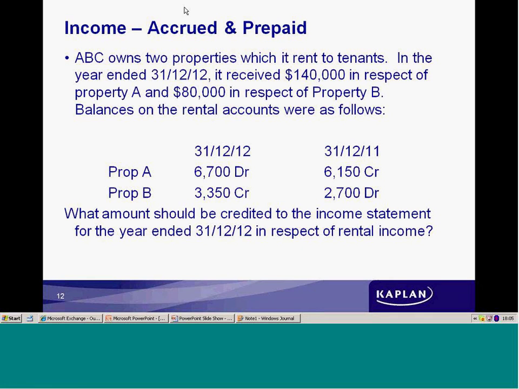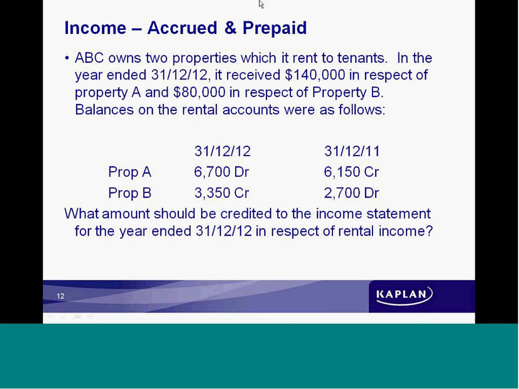Okay, let's talk through it. So this is a typical question I would expect to see in any exam. So what we've got here is some income and it's either accrued or prepaid. So effectively the key is in terms of what it's telling us. So on the 31st of December 2011, property A has a balance brought down on the credit side, and property B has a balance brought down on the debit side. Are we all happy with that? So it's telling us exactly where balances lie within the T account.